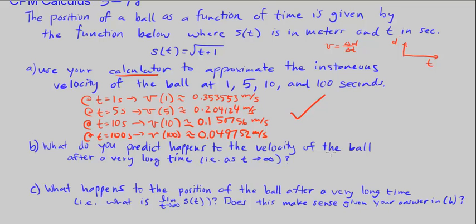What do you predict happens to the velocity of the ball after a very long time? So as t grows and approaches infinity. Well, when t is 1 second, the velocity is 0.35 something. As t is growing here, the velocity goes from 0.35 to 0.2 to 0.1 to 0.0497. So my prediction is that as t is increasing, as t is approaching infinity, v, our velocity, is getting smaller and smaller, approaching 0. So that's my prediction.